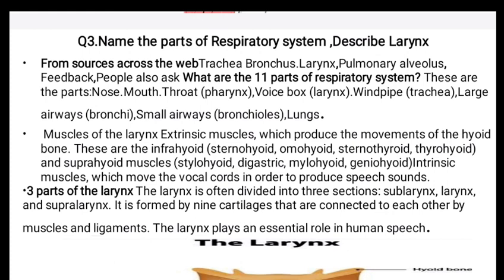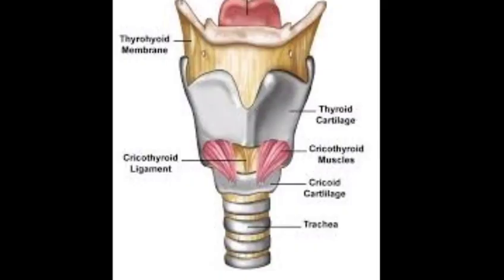There are three parts of the larynx. The larynx is often divided into three sections: sublarynx, larynx, and supralarynx. It is formed by the nine cartilages that are connected to each other by muscles and ligaments. The larynx plays an important role in human speech.